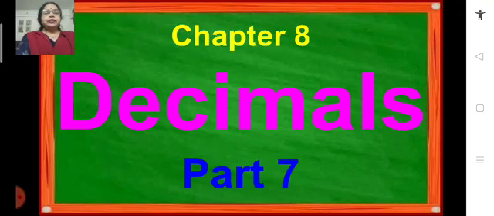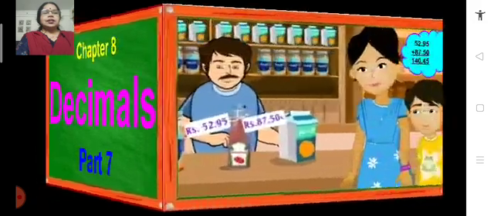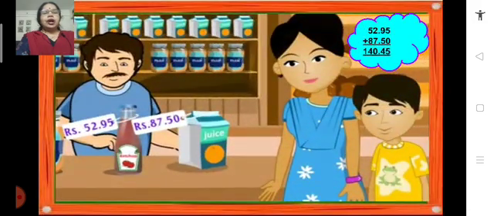Let's continue with chapter 8 decimals. In today's session we are going to learn how to add the decimals. Sonu once went to market along with his mother. His mother wanted to purchase a bottle of ketchup and a packet of juice. The price of the ketchup was rupees 52.95 and the price of the juice was rupees 87.50.